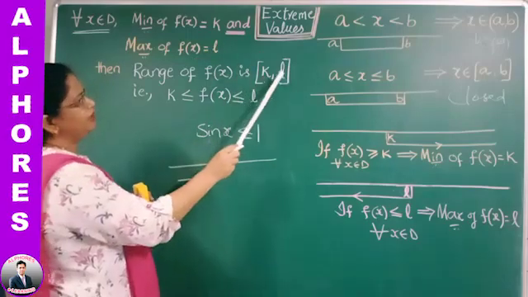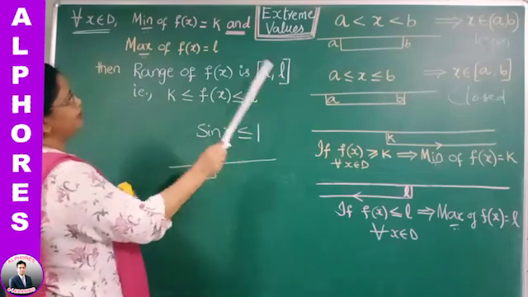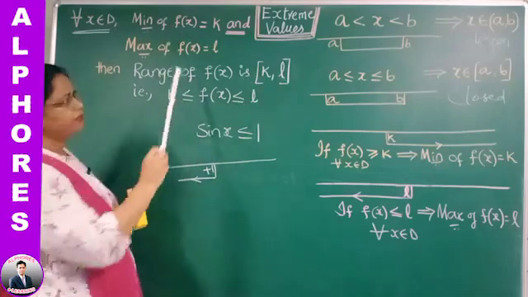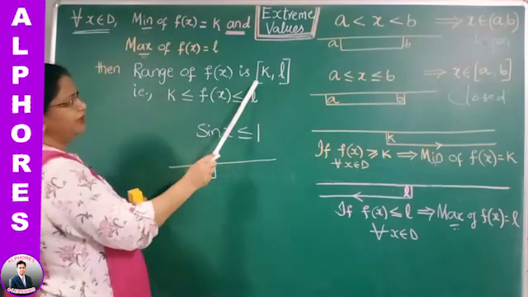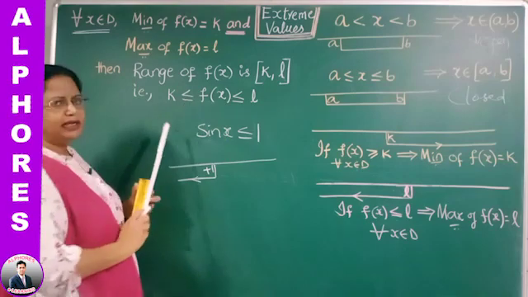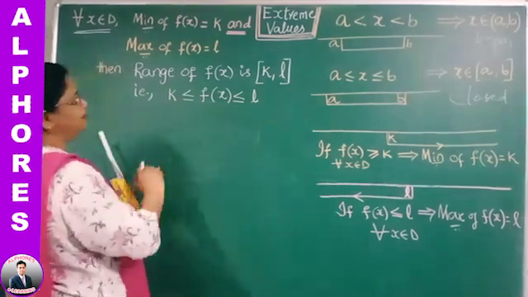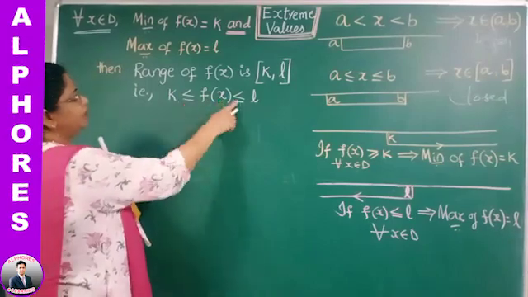Always minimum value, maximum value. That means you can say it is the closed interval minimum maximum. Whenever you are writing, the interval must be a closed interval. If equality is not there, you cannot say it is a minimum value. For minimum value or maximum value, this equality must be there.